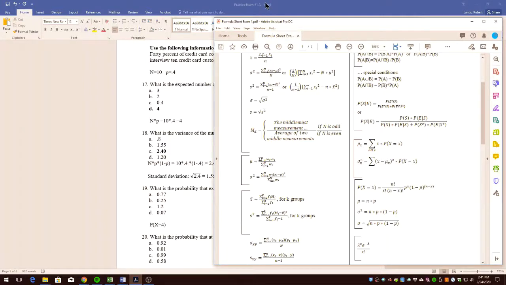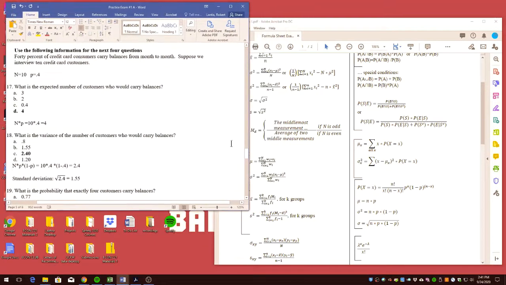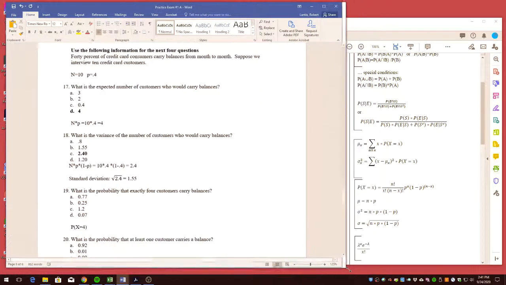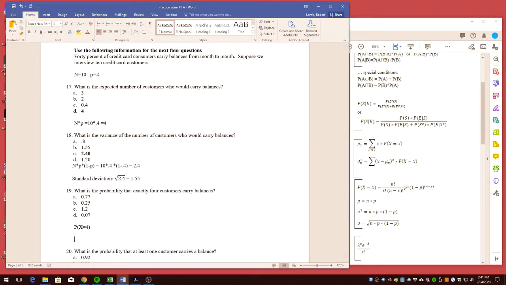I'll minimize this so that we can see that formula. And I'll just start typing it out in the context of our example. So we've got 10 factorial divided by 4 factorial times 10 minus 4 factorial. And we'll then multiply that by the probability of success, 0.4, to the power of x. Our x is 4. And we'll multiply that by 1 minus the probability of success raised to the power of n, which is 10, minus our x, which is 4.